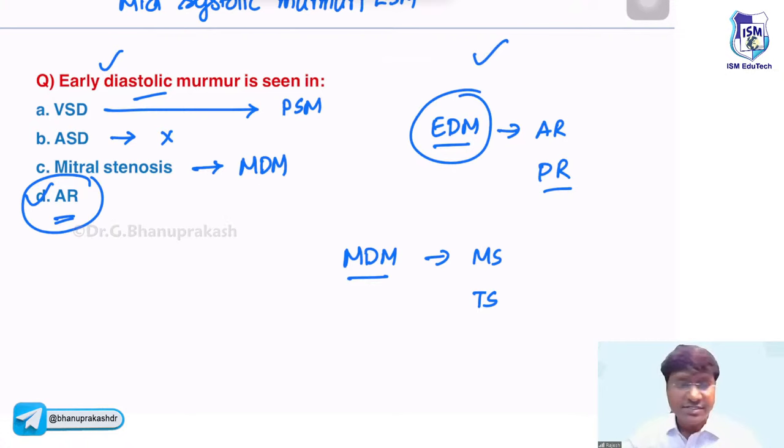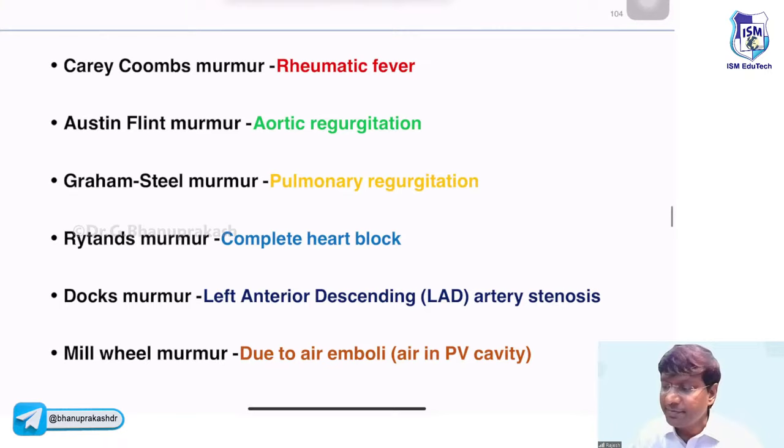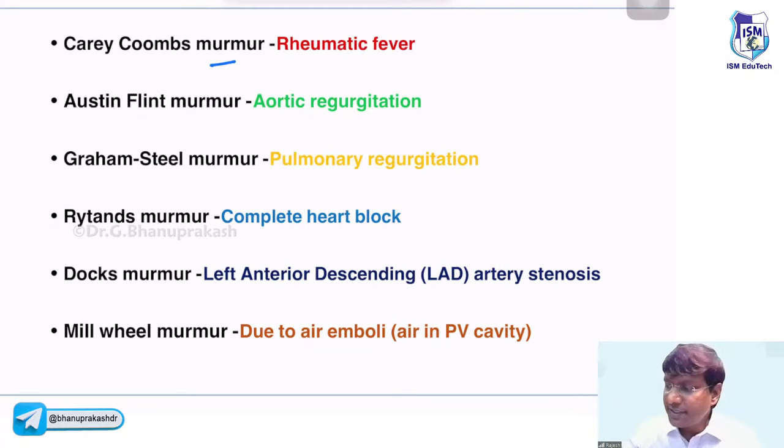Now, a very important thing in cardiology murmurs is the named murmurs. This slide is very, very important. Where is that you have Carey-Coombs murmur? That is in acute rheumatic fever. And Carey-Coombs murmur is what? It is the mid-diastolic murmur, and it is a functional murmur.